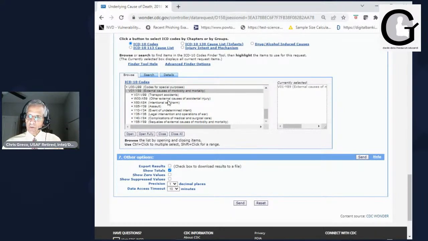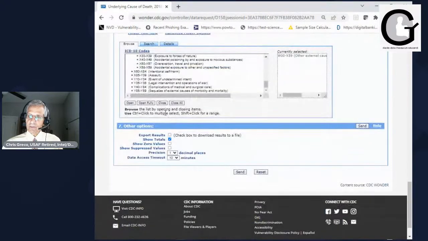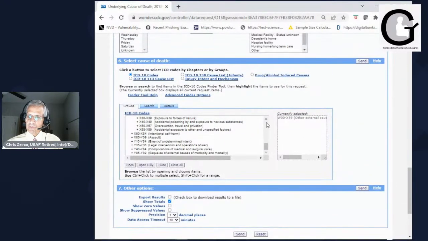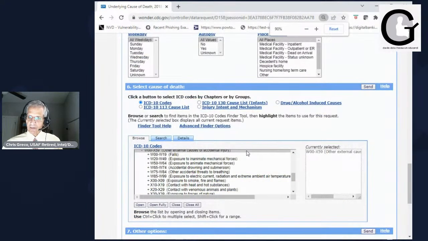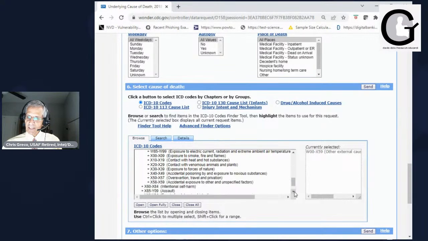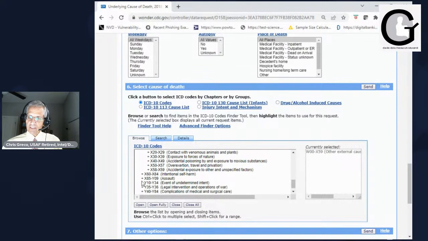Other external causes of accidental injury. So let's just open this up and show what that would be. Just this is going to be exposed to force of nature. Let's bring this up a little bit. There we go. Falls, exposure to smoke, fire and flames, electrical, breathing, all these different things, mechanical forces, accidental poisoning, overexertion, heat, all this. Intentional self-harm is here, assault.